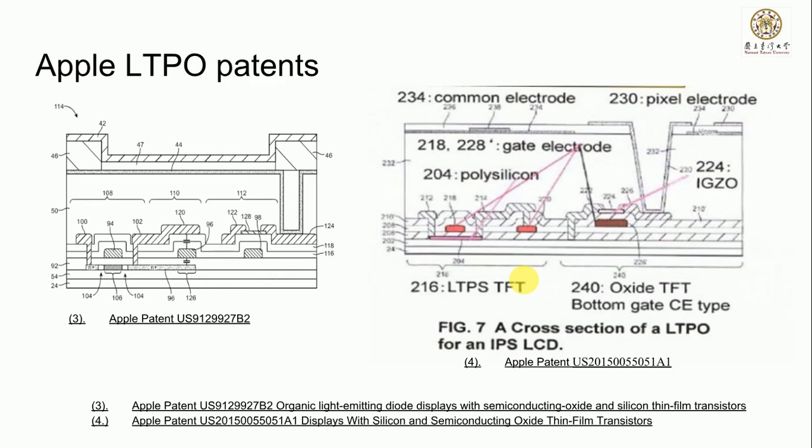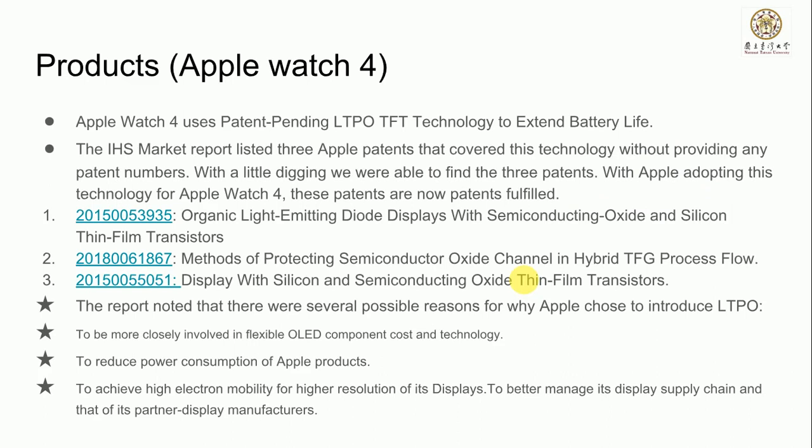Apple wants to improve the iPhone's battery life by changing the technology used in its display. Future Apple Watches or phones could switch to LTPO for the backplane, potentially cutting down the amount of power required to update the screen. And one of the applications is Apple Watch 4. Apple Watch 4 uses the patent-pending LTPO TFT technology to extend battery life.